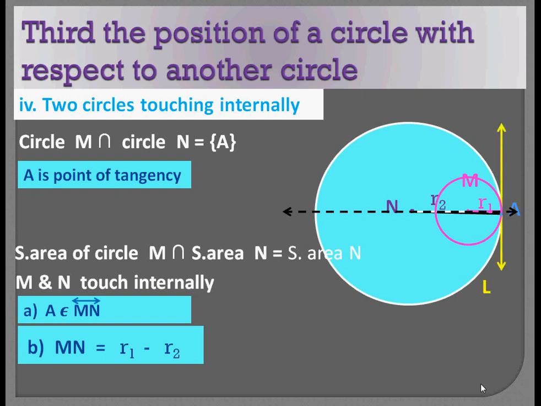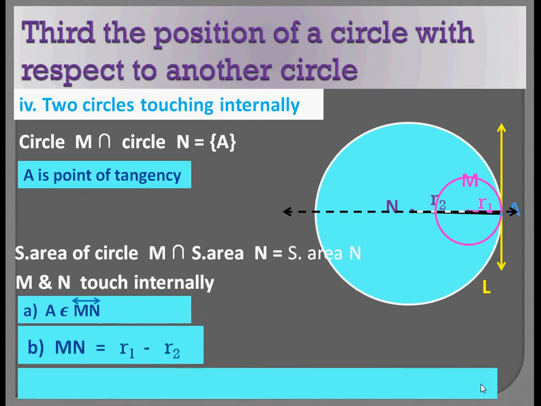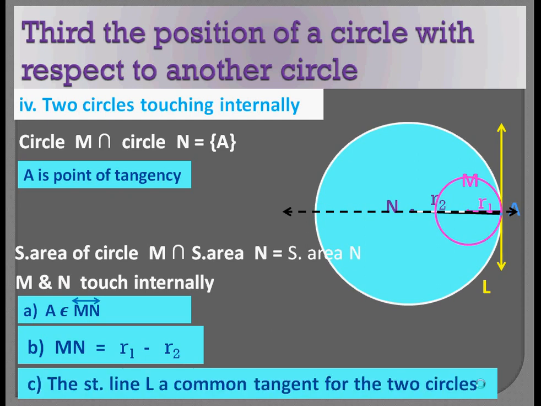Here the straight line L is a tangent to the circle. So the straight line L is tangent to the circles M and N. So we can say that it's a common tangent for the two circles.